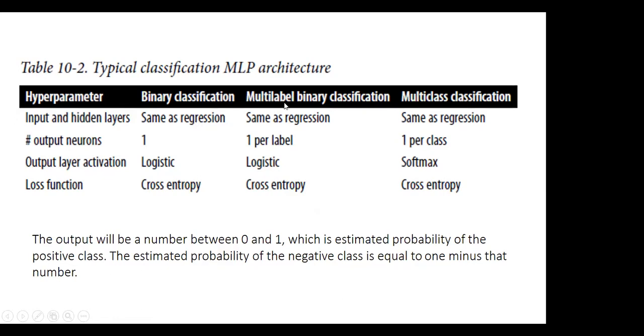But for multi-label binary classification, for example, we have an image that shows if the patient has three kinds of diseases or not.